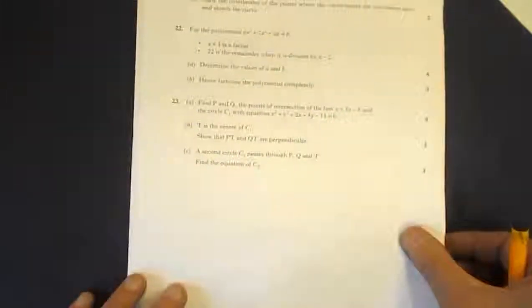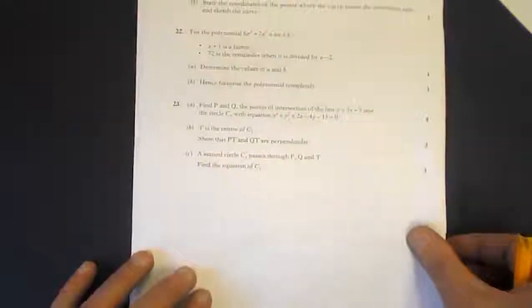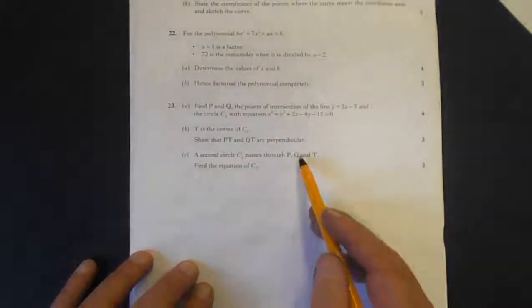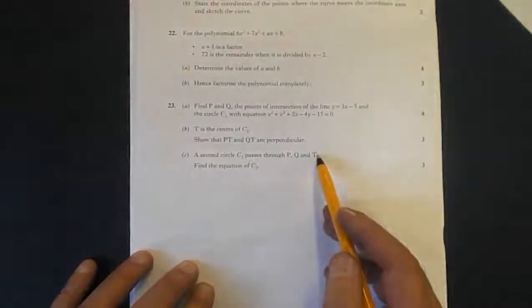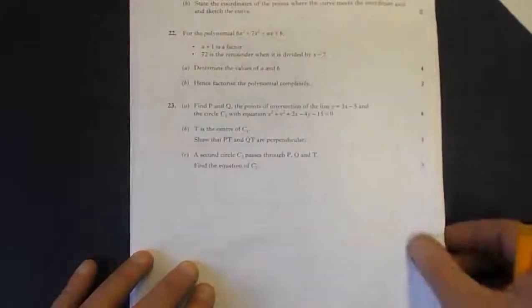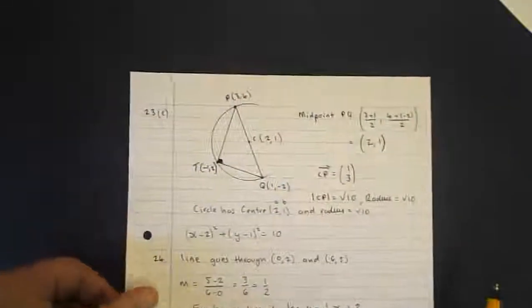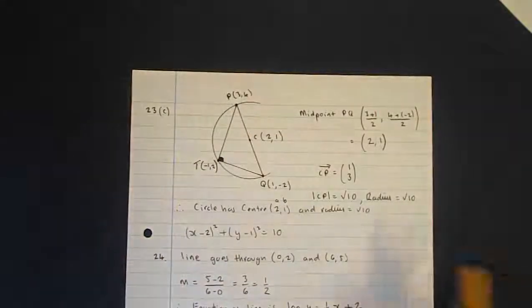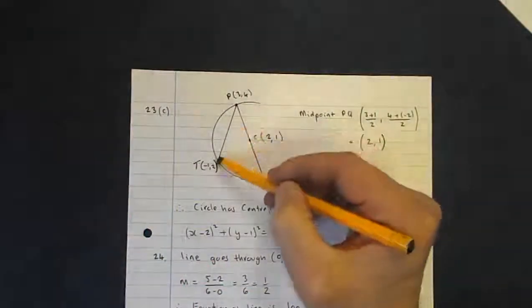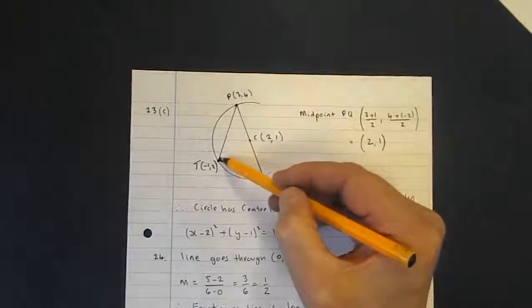The last part, question C, says, here we go. A second circle, which they're calling C2, passes through P, Q and T. Find the equation of the second circle C2. Okay, now here we go, here's 23C, and here we have my solution. Crucial to this is the fact that PT and QT are at right angles to each other.